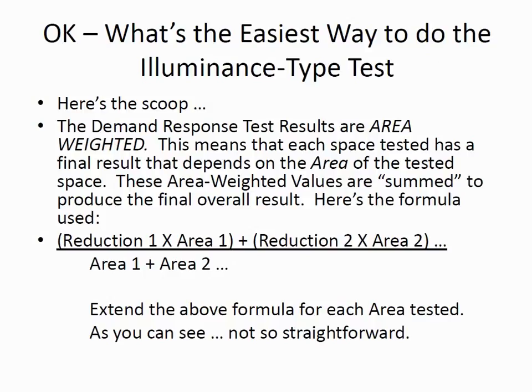The required power reduction in the full output test is a building-wide requirement. Okay? It's all the areas under test, their reductions, and their areas fed into an area-weighted average formula. The area-weighted average formula is applied to all areas selected for testing by the acceptance test technician.